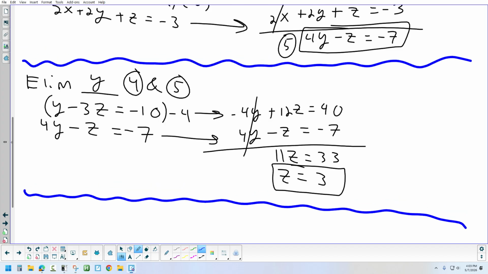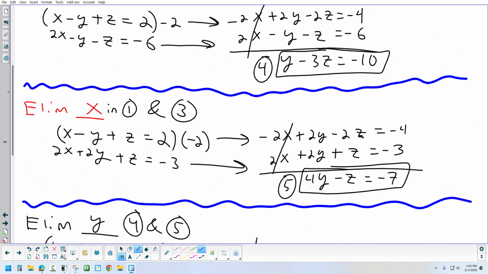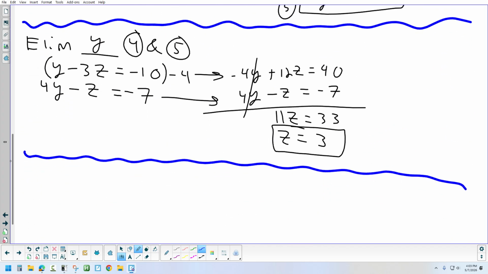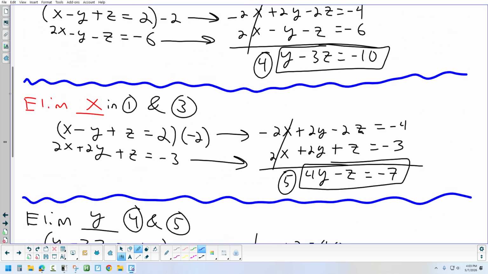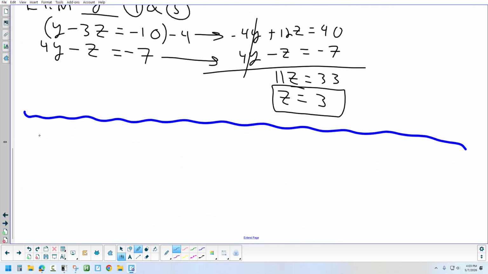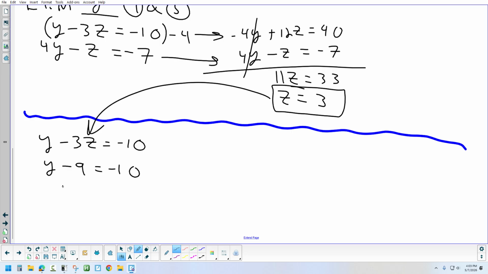All right, so now I would take equation 4, plug in for z, and then we can solve for y. So y minus 3z equals negative 10. Fill in z. What's negative 3 times 3? Negative 9. So negative 9, which means y would equal negative 1.